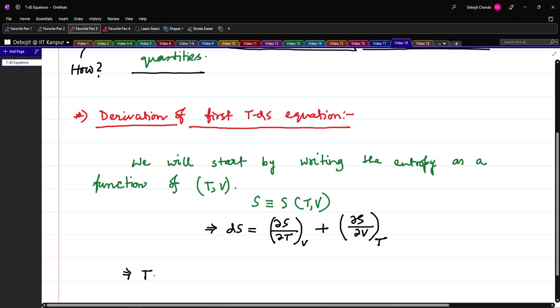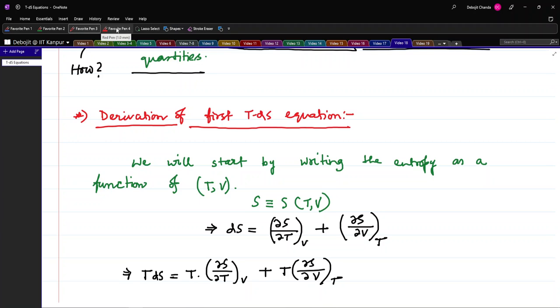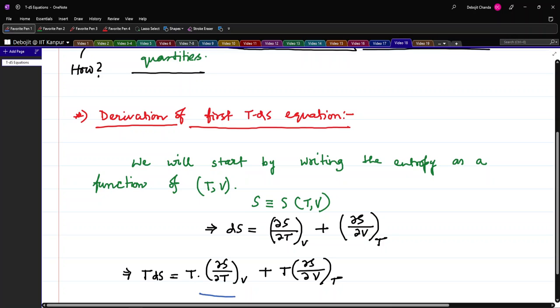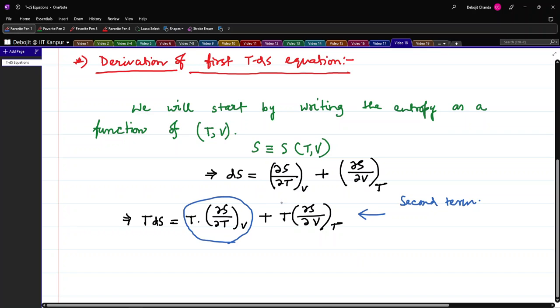So what TdS will be? That will be T times del S del T at constant V plus T times del S del V at constant T. Now this term we'll look into later, but if we focus on the second term here, we'll see that we have obtained this term in our previous video where we discussed about Maxwell relation. So we have obtained that del S del V at constant T is equal to del P del T at constant V.